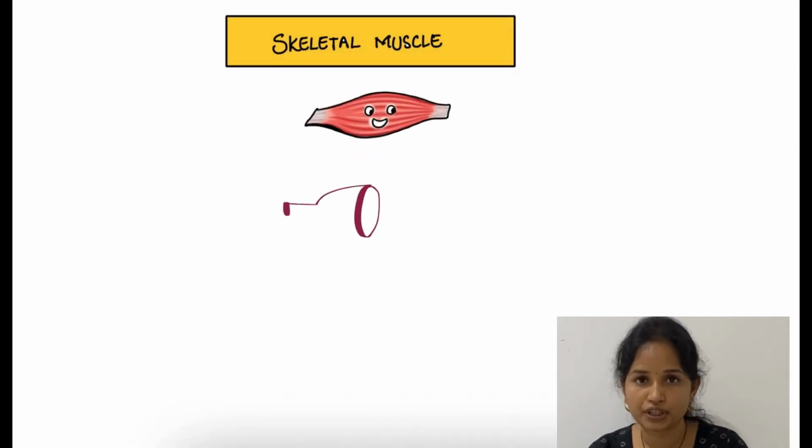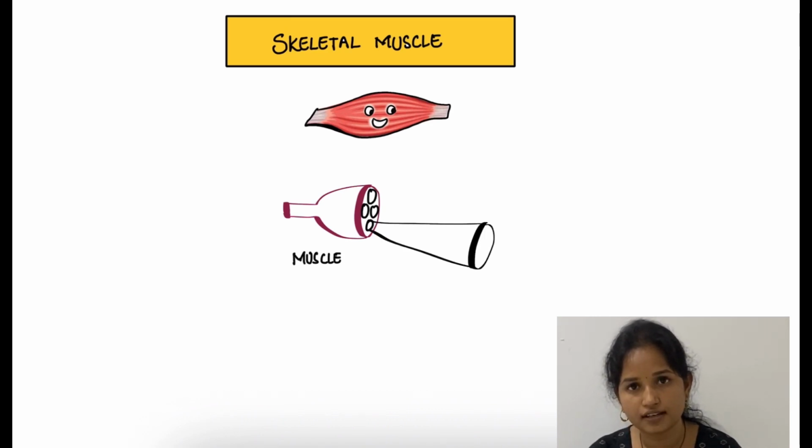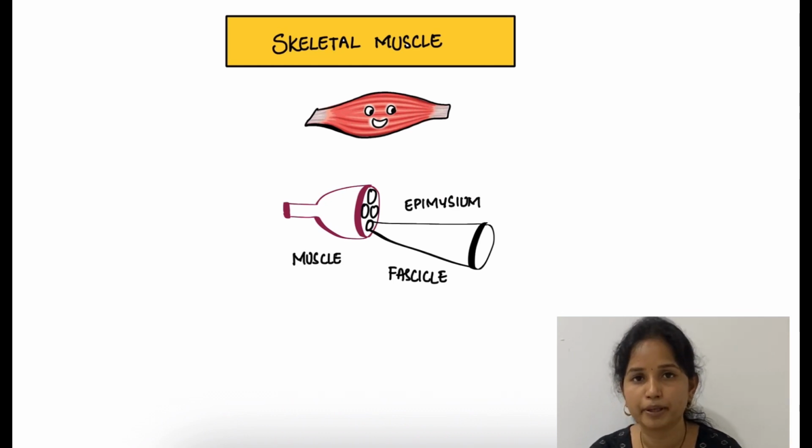So when you take a skeletal muscle, it is striated. Now when you cut the muscle belly in half, in the transverse section you will be seeing many bundles within it. These bundles are called fascicles. Now when you extend one of the fascicles, you can see that the entire muscle fascicle is covered by a covering. That covering is called epimysium.